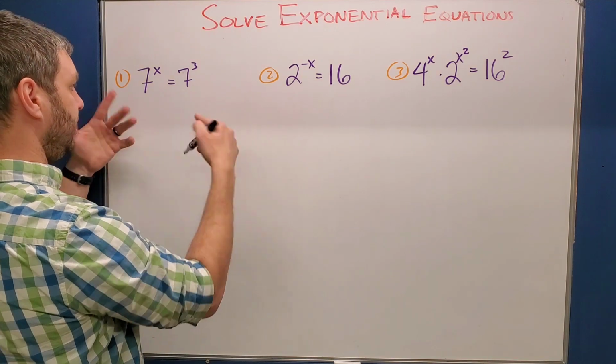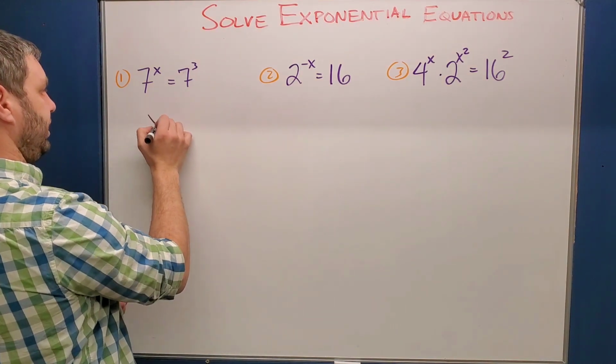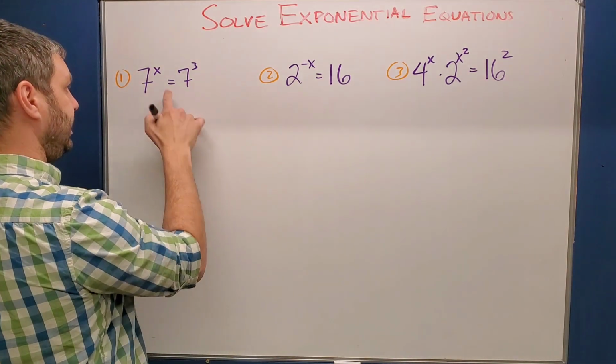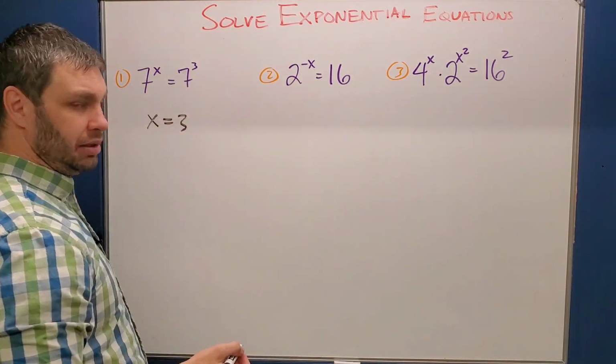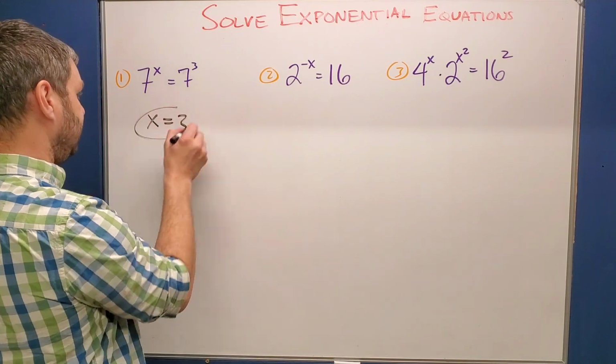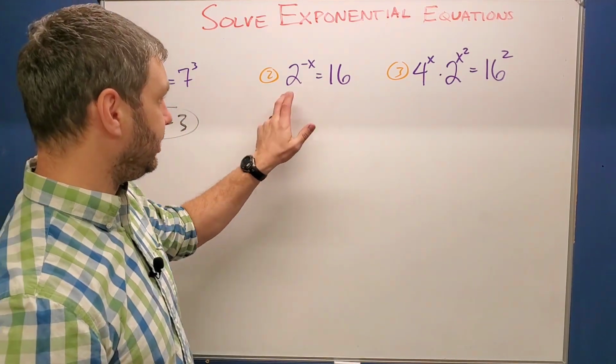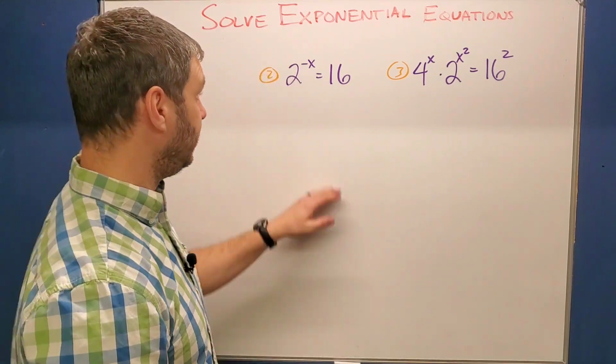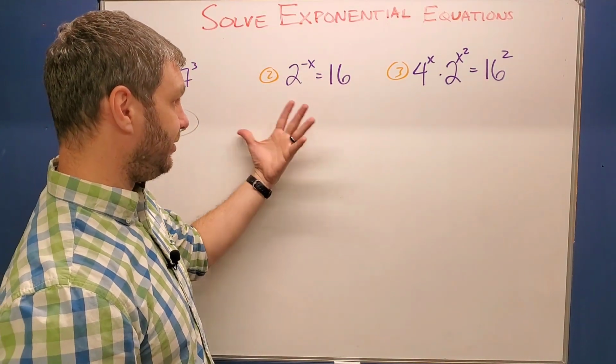They're both going to be 7s, and because of that, I can just say that the exponent, x, equals the other side, x equals 3. That's pretty easy on this first one, but the second one, when it says 2 to the negative x equals 16, they don't have the same base. So I have to get both of these to have the same base.